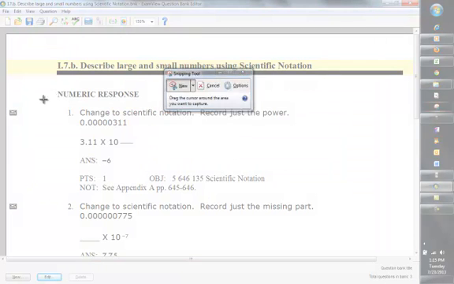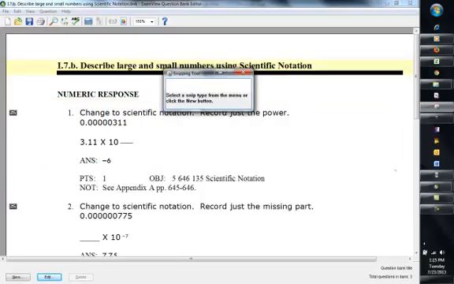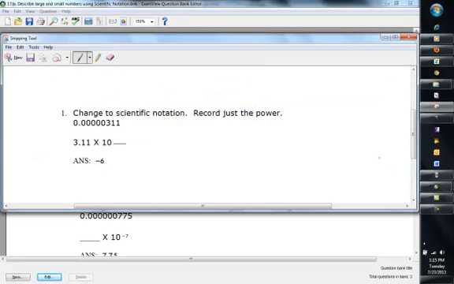1.7.b is on scientific notation. The rules for scientific notation say that there's always one number in front of the decimal point. You count how many places the decimal point moved. Let's look at this first one. We have one number that's not 0 in front of the decimal point, 3.11.